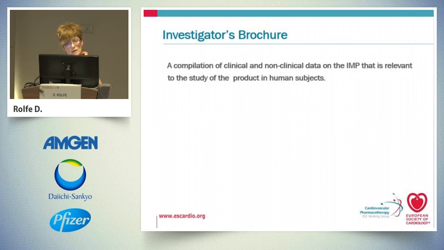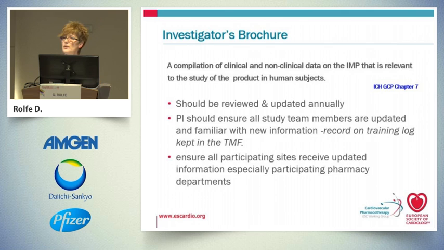It should be reviewed and updated annually, and if you do come to review your investigator brochure and there is no update to any of the information in there, you need to stipulate that in a file note and then place it in the trial master file so that you've got evidence that you've actually reviewed the information within it. The principal investigator should ensure that all the study team members are updated and familiar with the new information and record that on the training log in the trial master file. You must also ensure that any of the participating sites receive the updated information, especially any participating pharmacy departments.